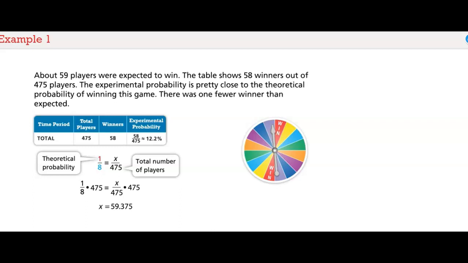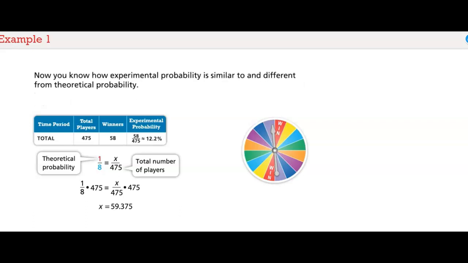The table shows 58 winners out of 475 players. The experimental probability is pretty close to the theoretical probability of winning this game. There was one fewer winner than expected. Now you know how experimental probability is similar to and different from theoretical probability.